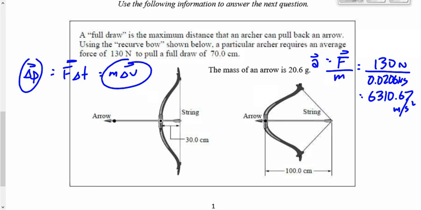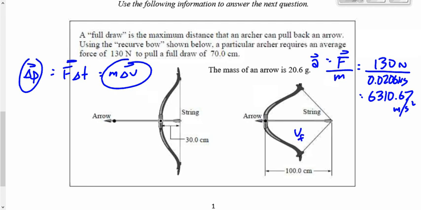6,310.67 meters per second squared. That's high, but we're talking about the acceleration of an arrow as it leaves. It's going to be moving pretty fast in a very short period of time, so the acceleration will be high. That doesn't seem completely unreasonable to me, even though it's really, really high. Then what?